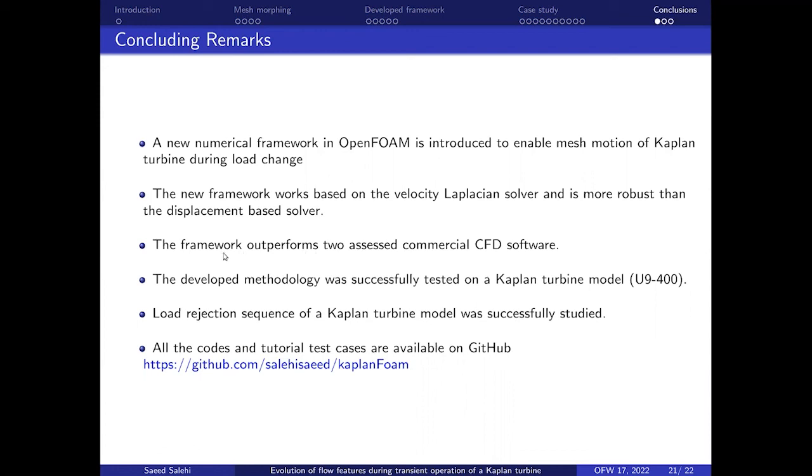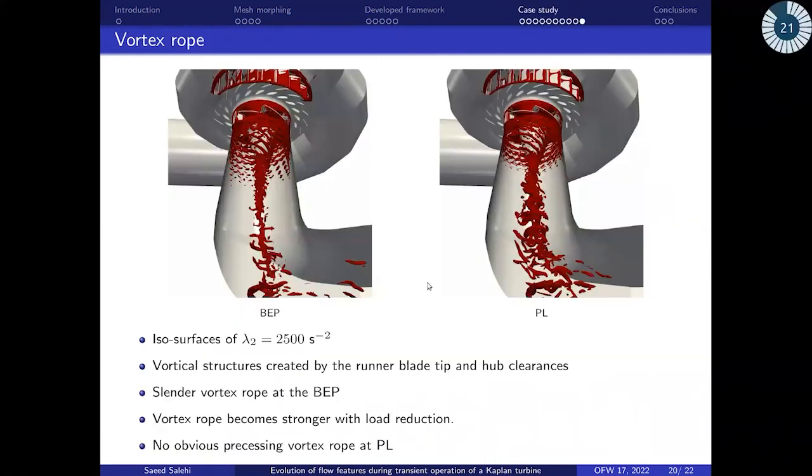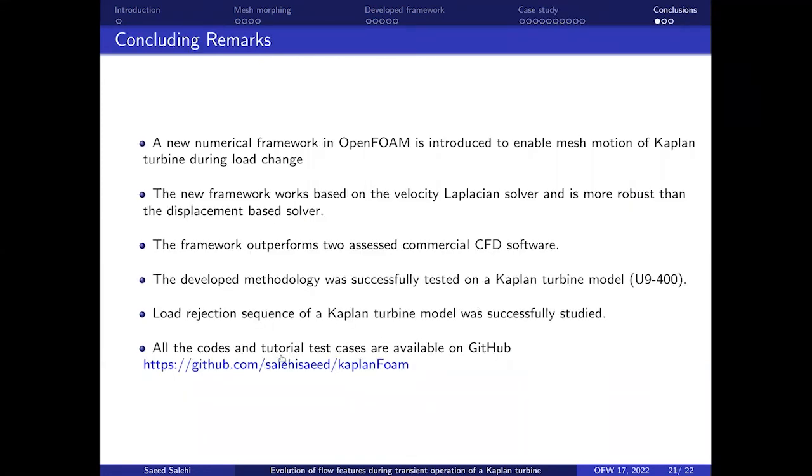We showed that the framework outperforms two investigated commercial software. We also tested and verified this framework on a Kaplan turbine, and we successfully simulated the flow field. So all the codes and test cases are also available on my GitHub. I should just mention that unfortunately this Kaplan turbine is commercially owned by a company, so we cannot present this specific test case, but there are some simple Kaplan turbines and tutorial test cases inside this framework that we call Kaplan-FOAM.